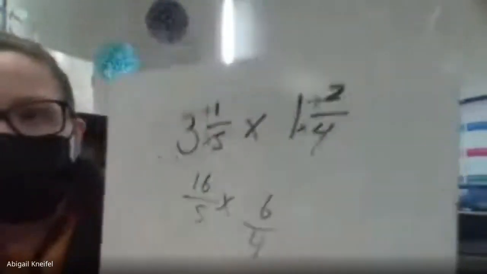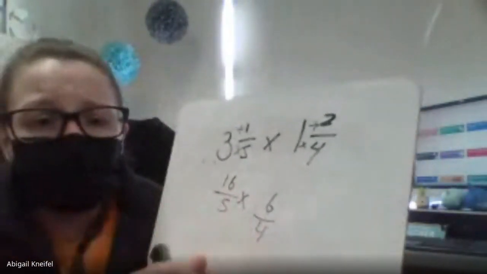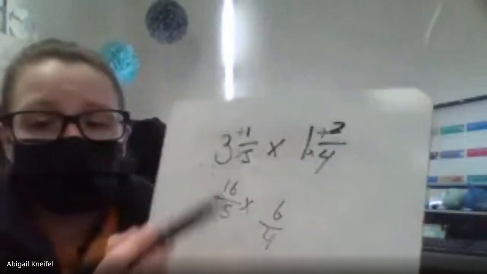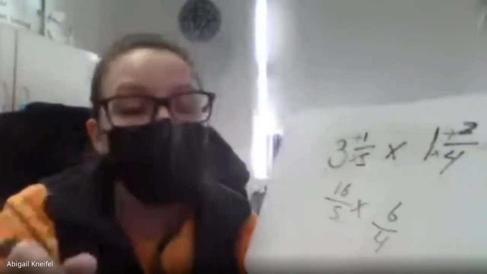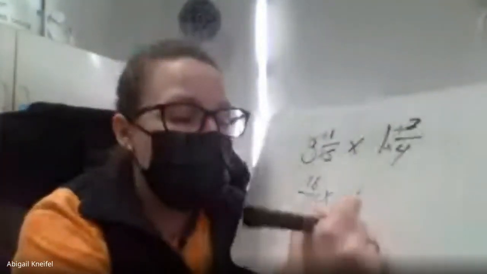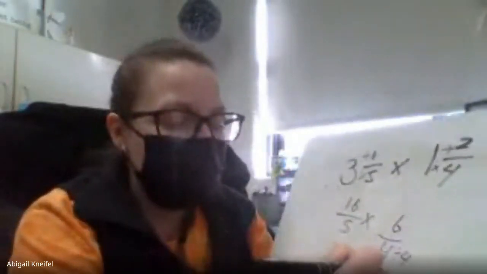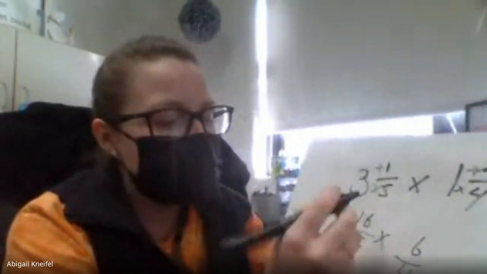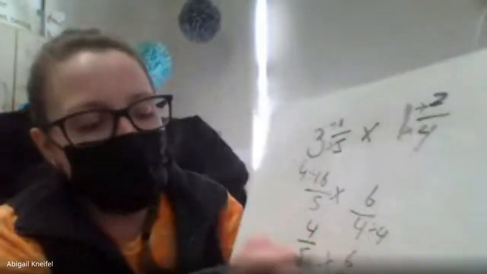So now I need to think, can I cross multiply? 5 and 6, nothing goes into those, but 16 and 4. Mrs. Kneifel knows her multiplication facts. They're both even, so I know 2 can go into them, but also 4 can go into them. 4 divided by 4 is 1. So now I have 6 over 1 times 16 divided by 4 is 4. So my new problem is 4/5 times 6 over 1.